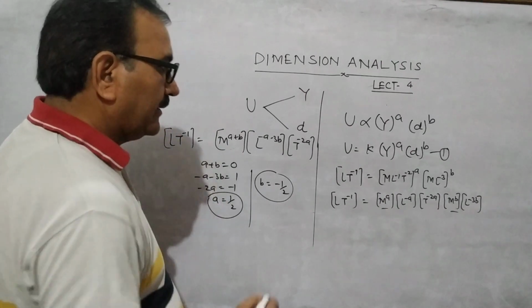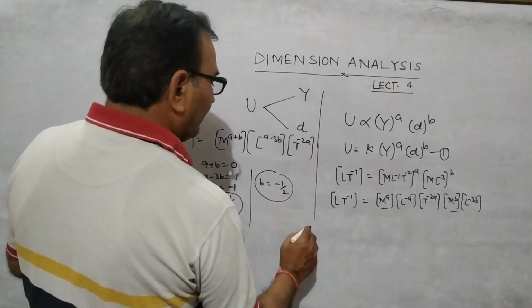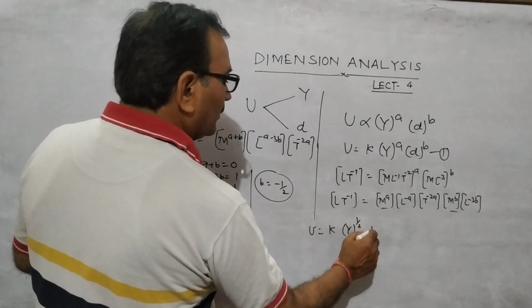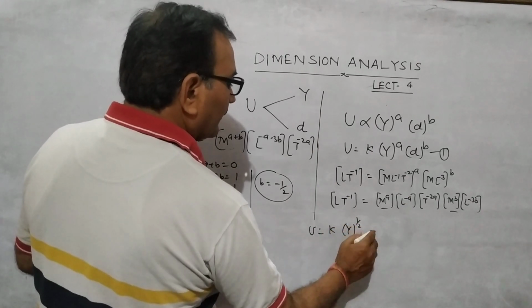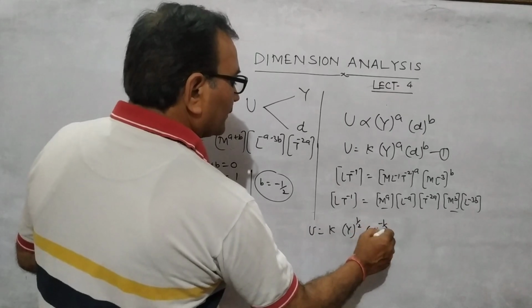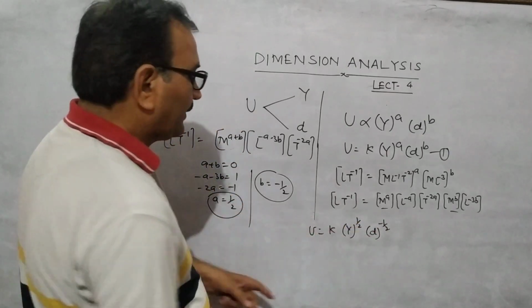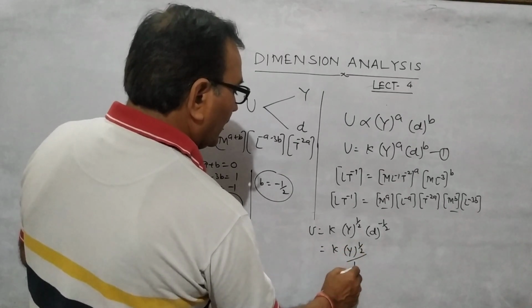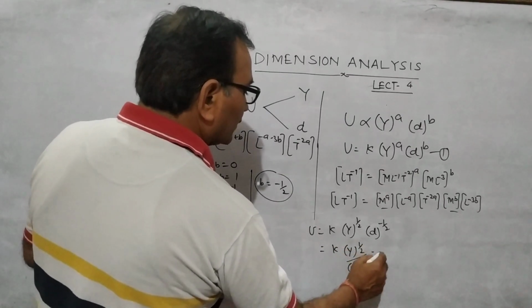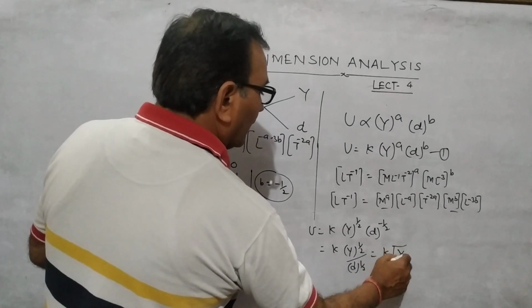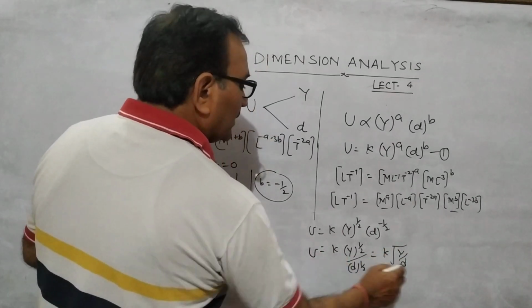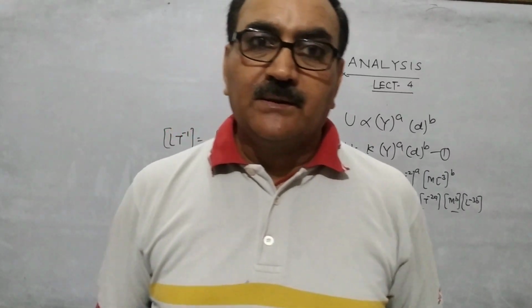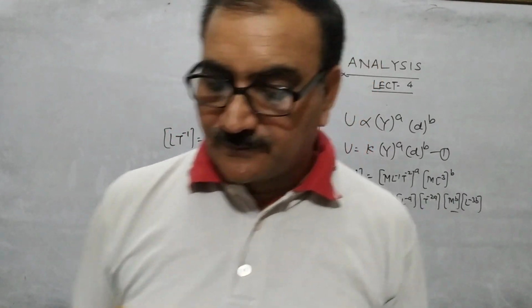So very simply, place the values of a and b here: V equals K Y to the power 1 by 2 and D to the power minus 1 by 2. Make it positive. So here K Y to the power 1 by 2 upon D to the power 1 by 2. So V equals K under root of Y by D. So this is the formula for velocity. Okay, thank you.